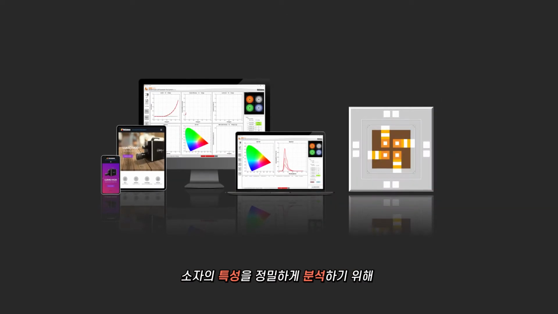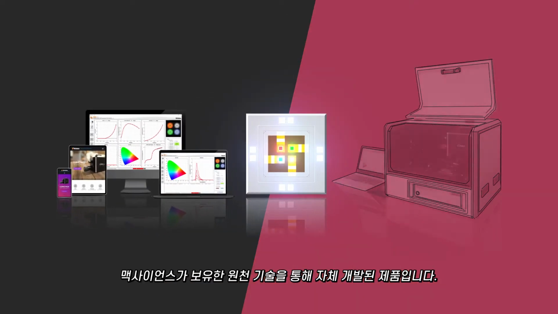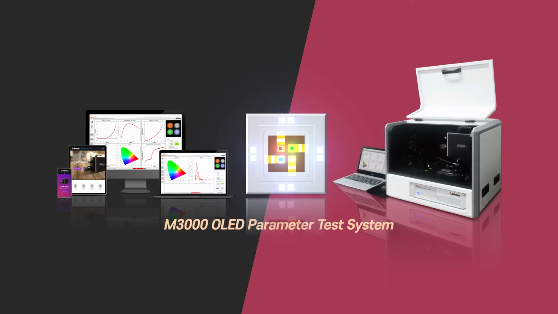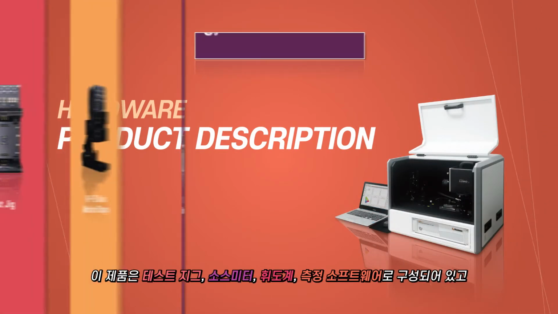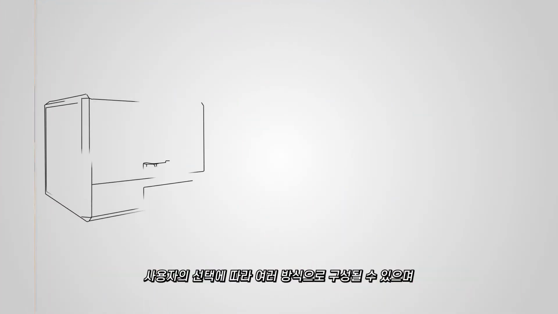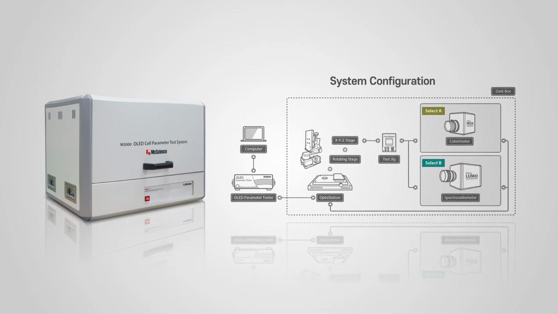It is Max Science's source technology-driven, self-developed product designed for precision analysis of light-emitting devices' performance characteristics. Let's take a look at the hardware. This equipment is comprised of test jig, spectrometer, and measurement software. The equipment can be configured in numerous ways depending on customers' choices. Temperature control format, measurement options, and other details can be selected by the user.